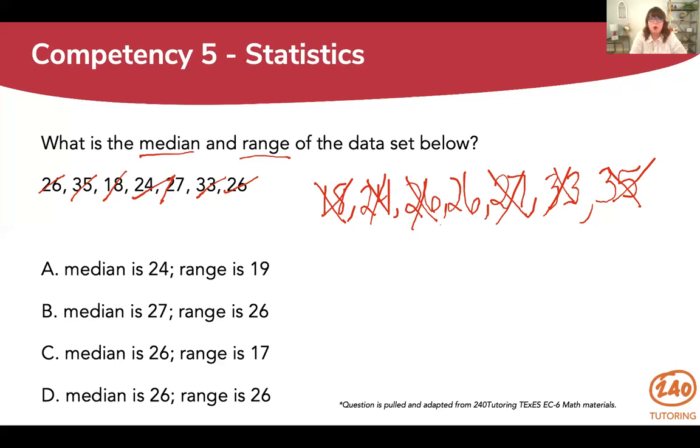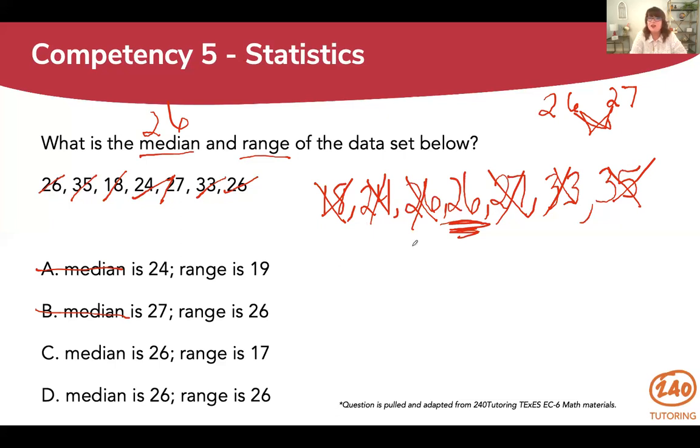And I have 1 clear number in the middle, so my median is 26. If I had had 2 numbers, if 26 and 27 had been in the middle, there'd have been 2 middle numbers, then I would have just found the average of those 2 to get the median. So now that I know that my median is 26, I can rule out answer choice A and B.